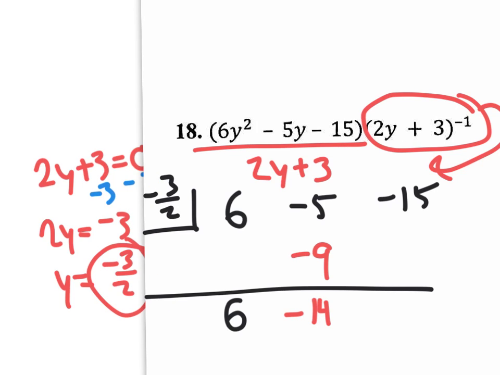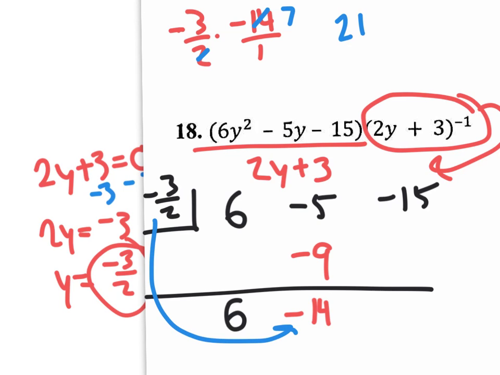Now you could do this work on the side if you're getting a little confused. Let's go -3/2 times -14. Well, I know my answer is going to be positive. I'm going to put 14 over 1. And I could actually cancel the 2 with the 14 and get a 7. So I'm really going to get positive 21. So when I multiply -3/2 times -14, I'm going to get a positive 21.